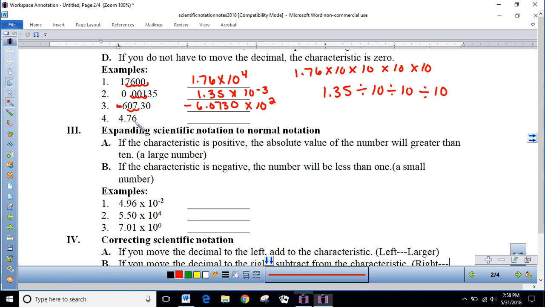We've got 4.76. We're not needing to move that at all. So anytime you need to put that in scientific notation, which you really would never need to, your calculator sometimes will tell you times 10 to the 0 power. If you don't need to move it, it's to the 0 power, because 10 to the 0 power means times 1.